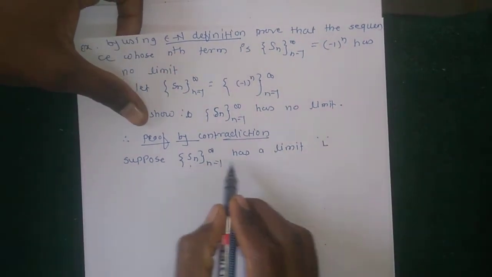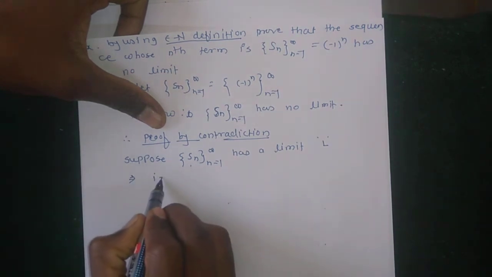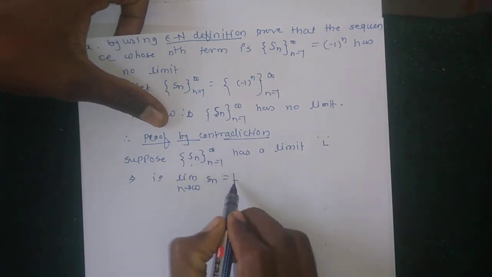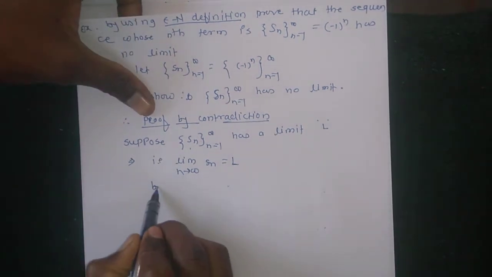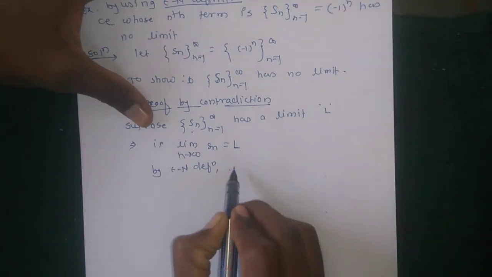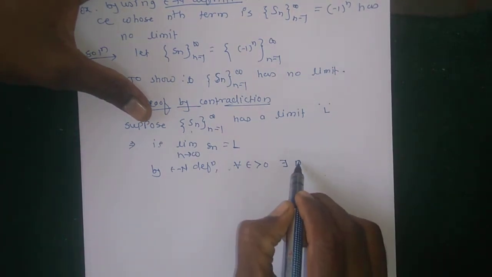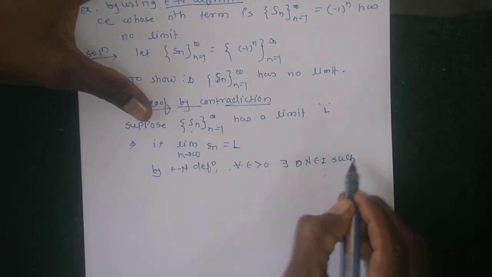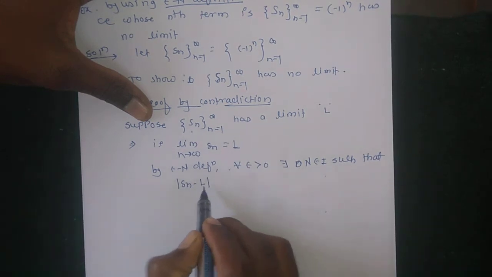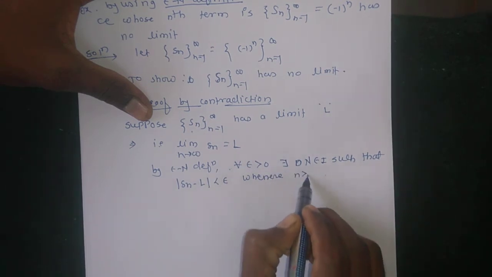Sequence Sn has a limit L, which implies that by the epsilon-N definition, that is, limit as n tends to infinity of Sn is equal to L. By the epsilon-N definition, for all epsilon greater than 0, there exists a capital N belonging to the integers such that mod Sn minus L is less than epsilon whenever n is greater or equal to capital N.